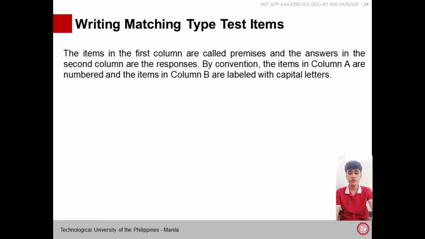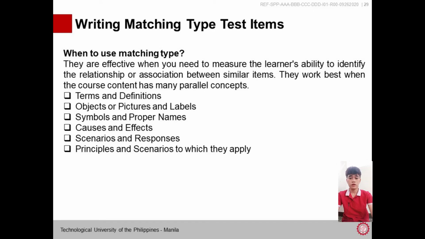So as we can see, in column B, there is a numbering of the questions, which is partnered with column B. Column A is called the premises, and column B is called the responses. Column A also starts with numbers, and column B always starts with capital alphabetical letters. That's it. So next, when to use the matching type test.